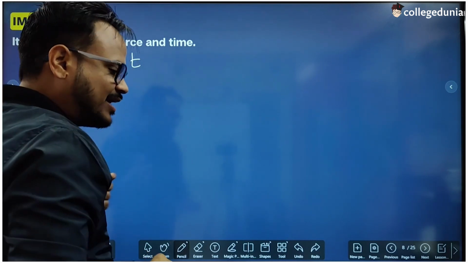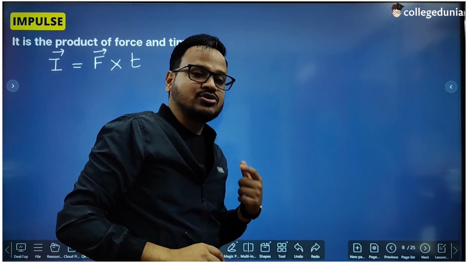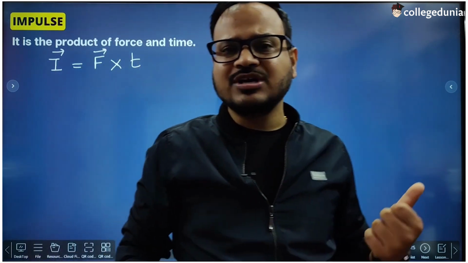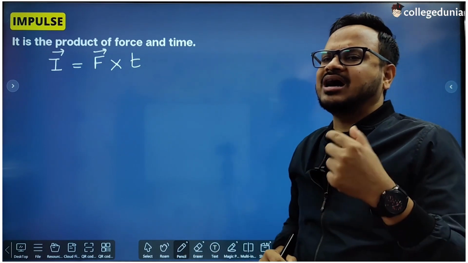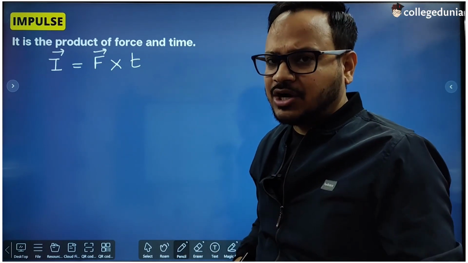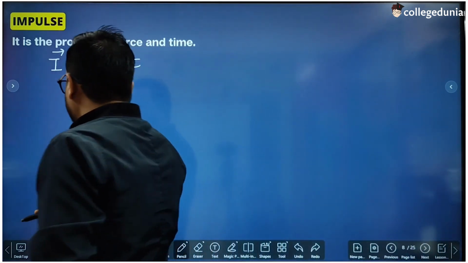So impulse is a vector quantity because it is the product of force and time, and force is a vector quantity and time is a scalar quantity, and again the product of scalar and vector is a vector quantity, so impulse has to be a vector quantity.